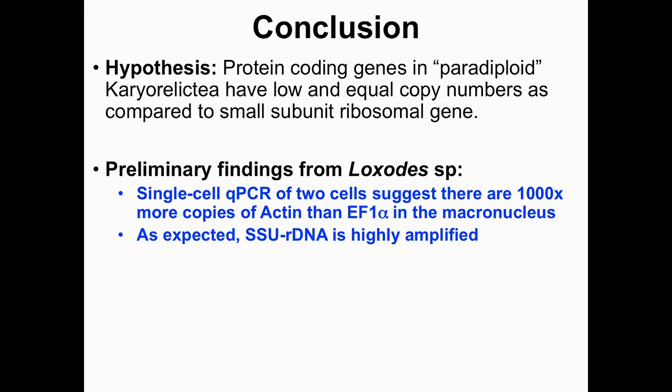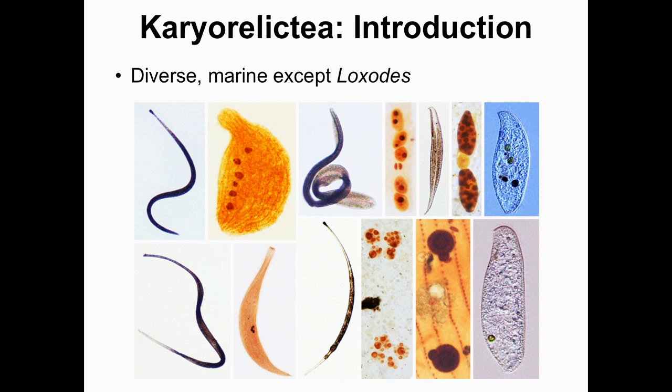And also, as expected, SSU rDNA gene is highly amplified. So, first, I will give a really brief introduction of Karyorelictea, which we have great interest in. And this is a really diverse group of ciliates and have many different kinds of nuclei, which is showing here in this figure.